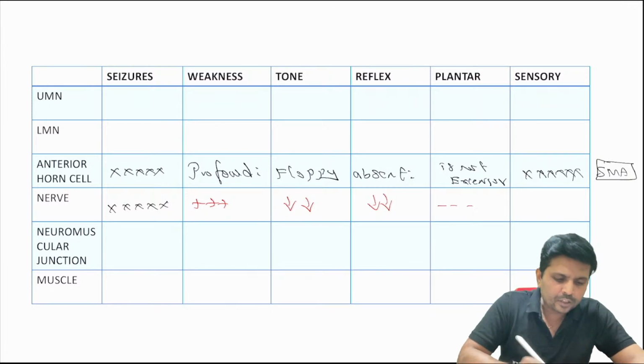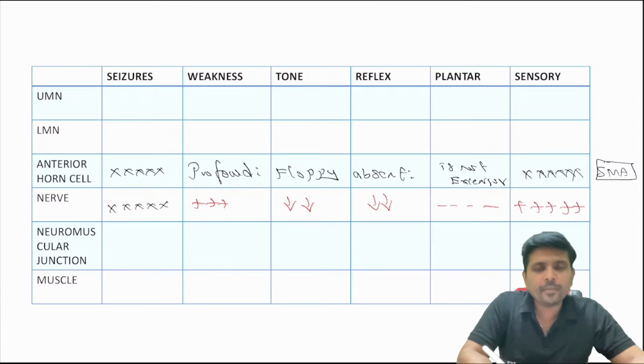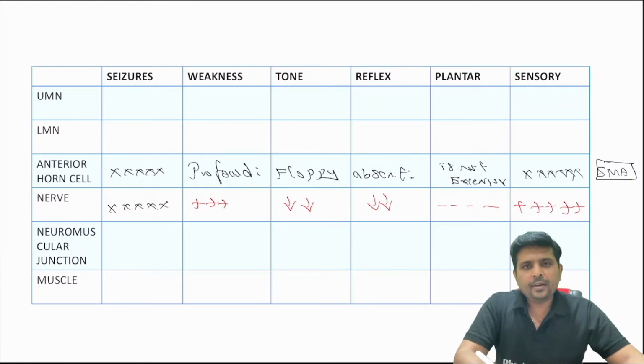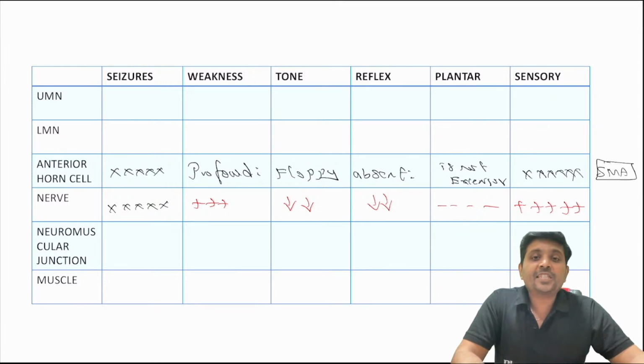Leave alone the plantar. Sensory involvement will be there. Because of the sensory involvement and absence of pain, the child can develop trophic ulcers.